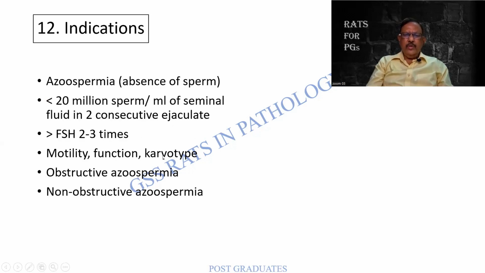There is a condition called obstructive azoospermia and non-obstructive azoospermia. Non-obstructive is confined within the testis. In obstructive, things are all right, but still you do not get the spermatozoa.